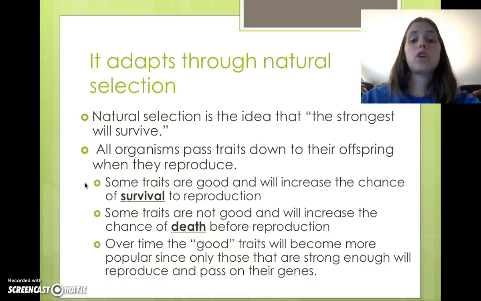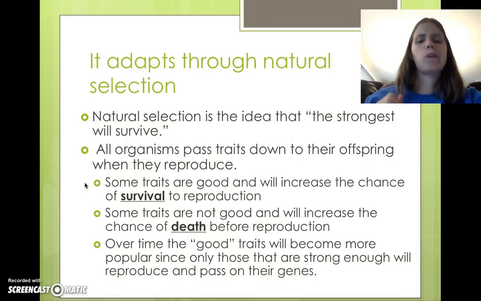So some traits are good, and when they're good, they're going to increase the chance of survival to reproduction, to when you're able to reproduce, when you're old enough. And then some traits are not so good and will increase the chance of death before reproduction.